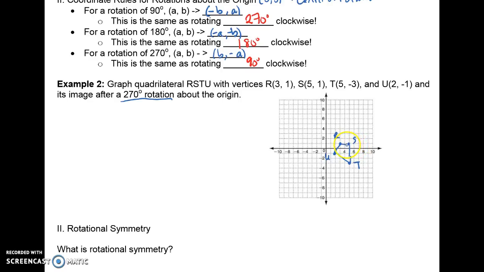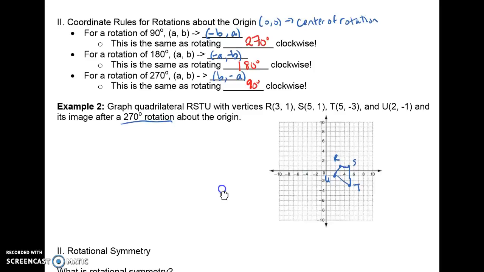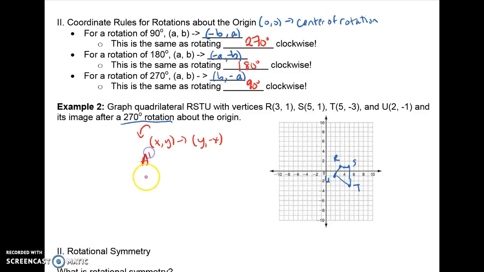So R, S, T, and U. We want to go 270 degrees about the origin. Remember, unless otherwise noted, we're going counterclockwise, so this means we're going to the left. What I want to do is use that rule. I'm going to take my a and b, or if you want to go x and y, and transform it to (y, negative x) or (b, negative a), right? b, the opposite of a; y, the opposite of x. And I actually prefer to write out all my points.